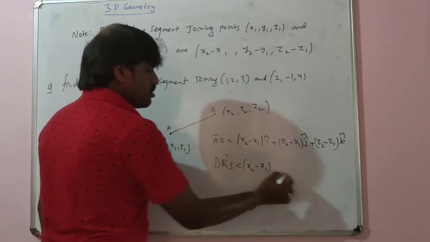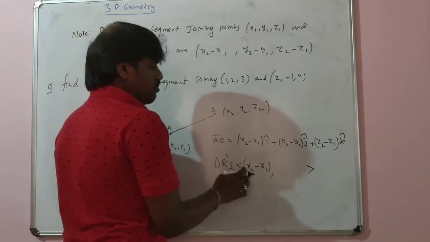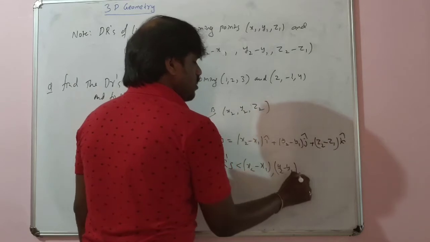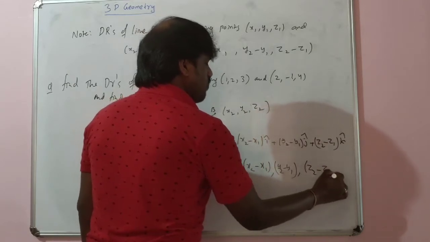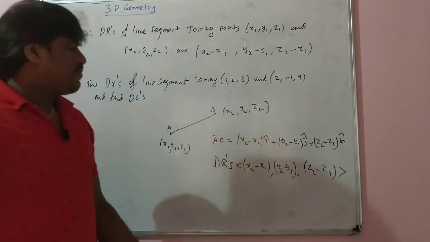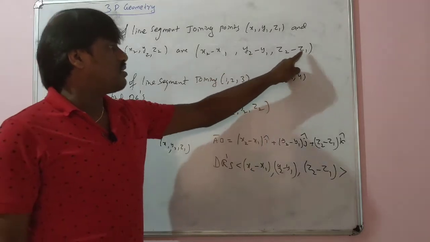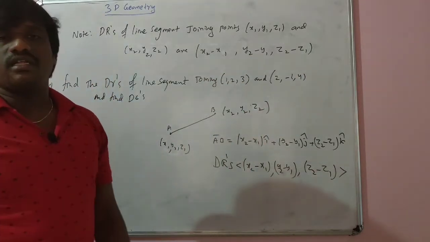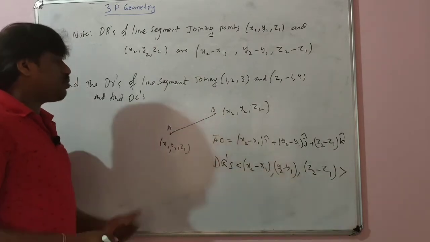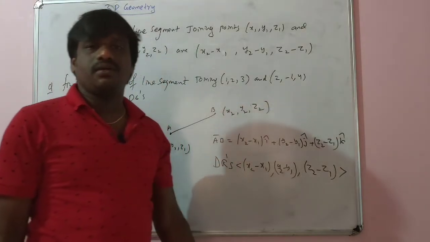Direction ratios are also written like this, as a triple: x2 minus x1, y2 minus y1, z2 minus z1. So we can say these are the direction ratios if you have 2 points. Then what are the direction cosines for this? Direction cosines means we will divide by the magnitude of this.